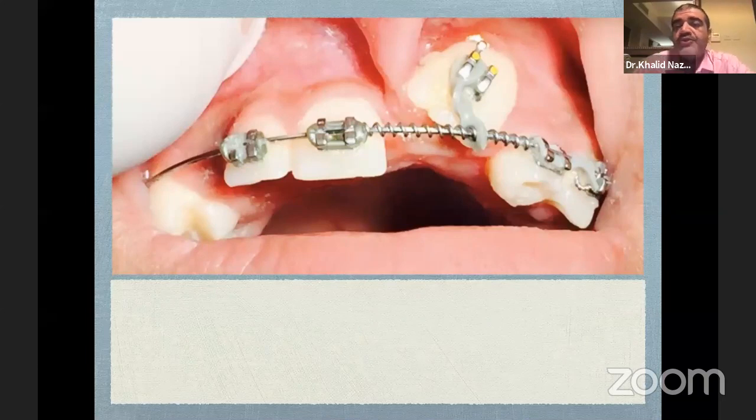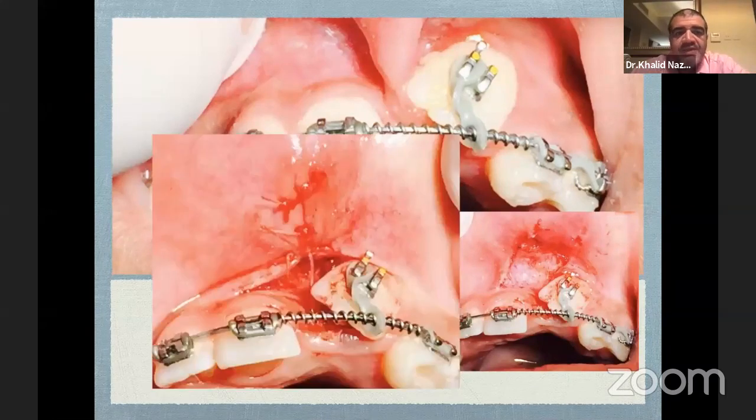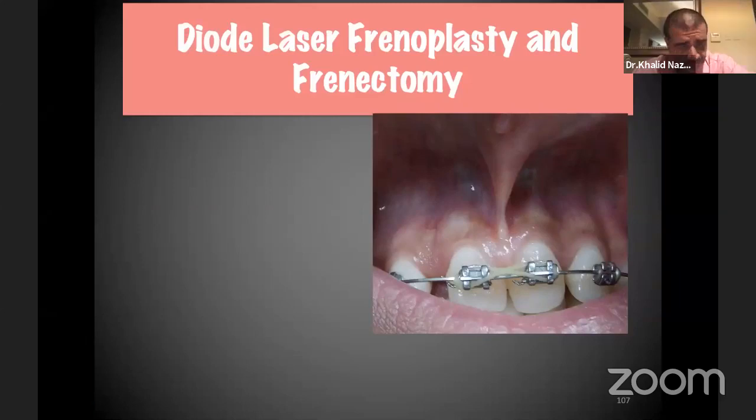Sometimes we do the frenectomy during orthodontic treatment just to allow the movement of the teeth. This is one of those situations where we would not wait till the end of the ortho. We have to do it to allow the movement of the teeth. For the past 10 years, most of my frenectomy and frenoplasties are being done by diode laser.